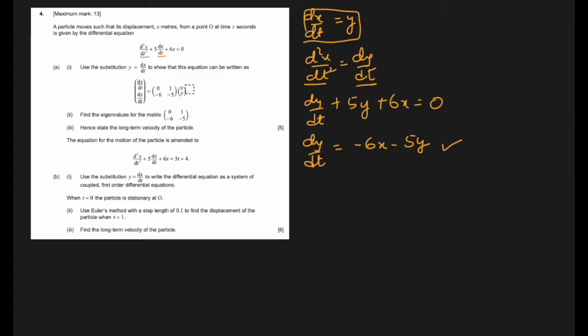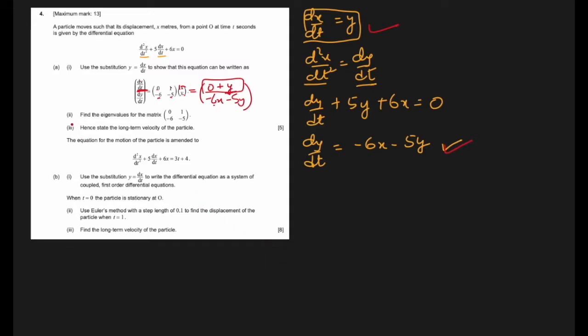Let me erase this part first and then expand. If I expand this one, it will be 0 times x, which is 0, and then 1 times y is y. Minus 6 times x is minus 6x. Minus 5 times y is minus 5y. That means the top one is dx over dt equal to y, which is correct. And dy over dt is minus 6x minus 5y. We have shown this here as well.